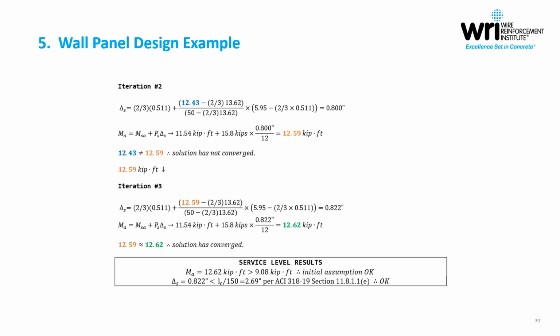These iterations are shown here, and as you can see, we do achieve convergence on the third iteration. So with a converged magnitude of m sub a, we check to see if our original assumption that it is greater than the 2/3 cracking moment is still valid. We see that it is. With this established, we now have our service level deflection that we can check for conformance to ACI deflection requirements. And again, as we can see here, the service deflection is acceptable. With this completed, we have confirmed both strength and deflection requirements for our original A sub s steel area of 1.25 square inches.